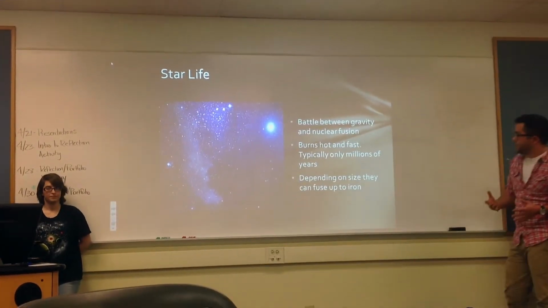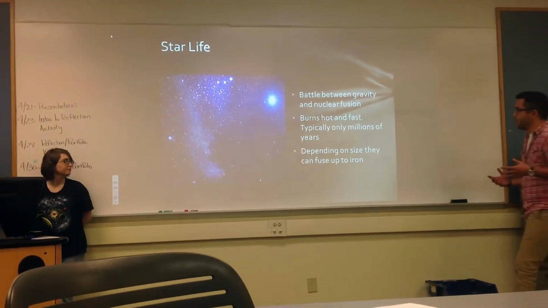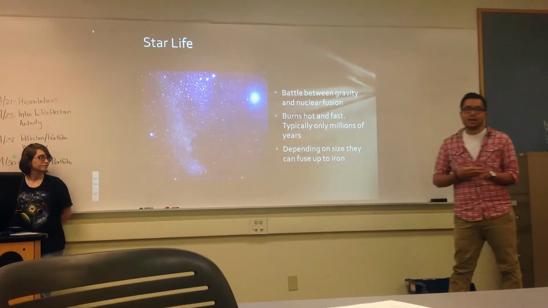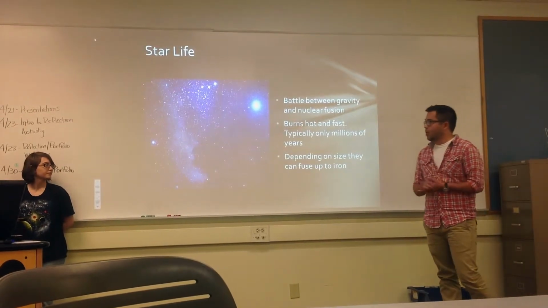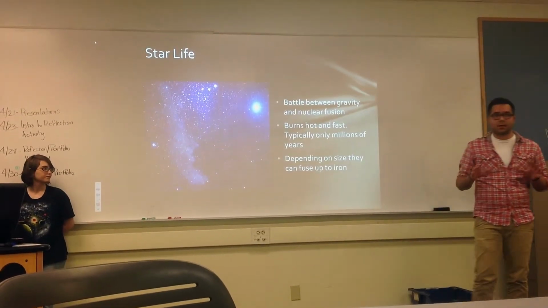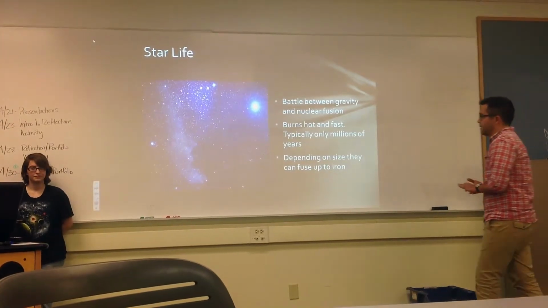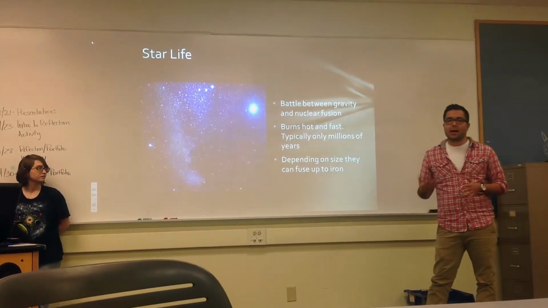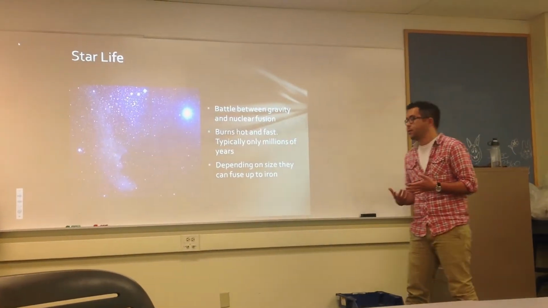These stars, just like the sun, are a battle between gravity and nuclear fusion throughout their entire life. The only difference is that these large stars typically burn hot and fast, where our sun will live about 10 billion years. These stars will only live in the millions of years because they go through their fuel so quickly. Depending on their size, they can go way past carbon and fuse up to iron in their cores, but they stop there because that's the cosmic equivalent of ash. They can't derive any more energy from that source.